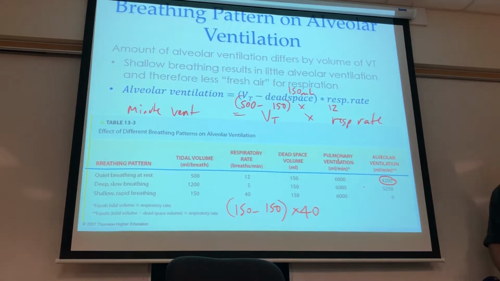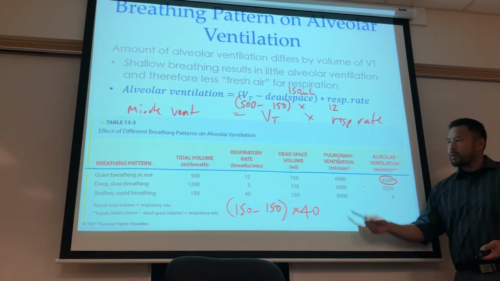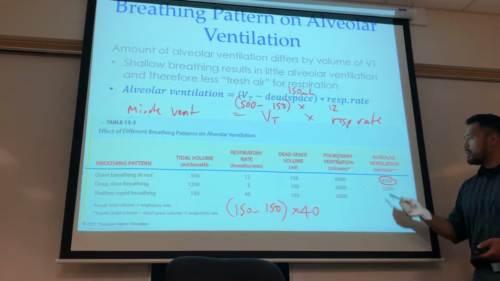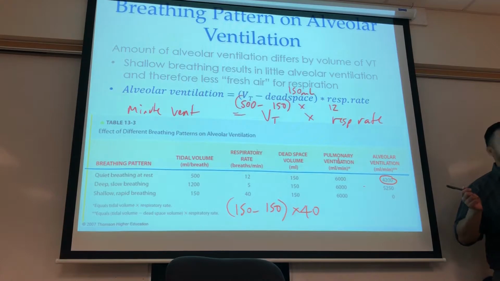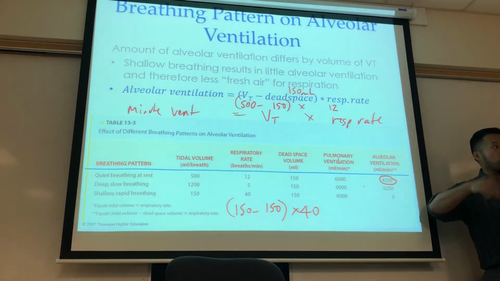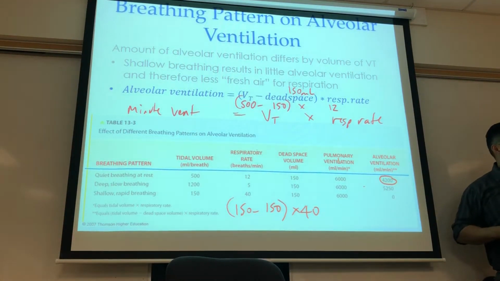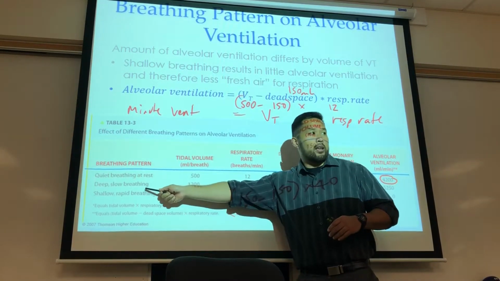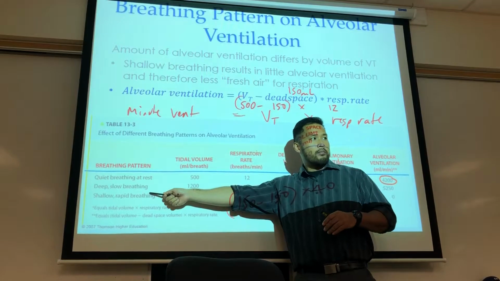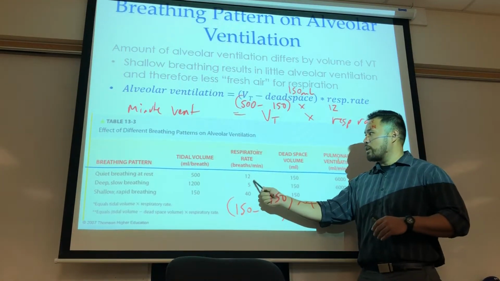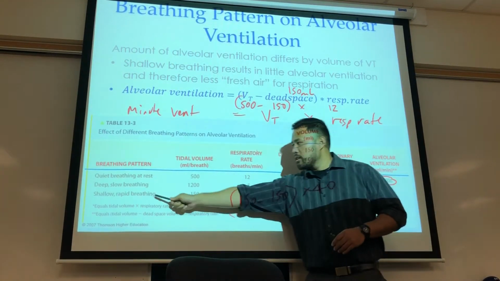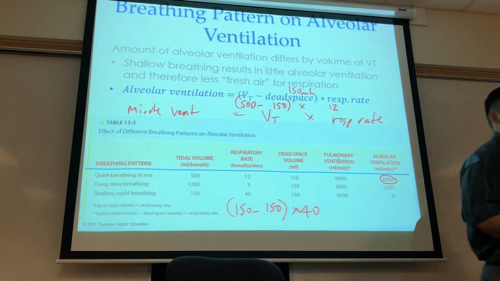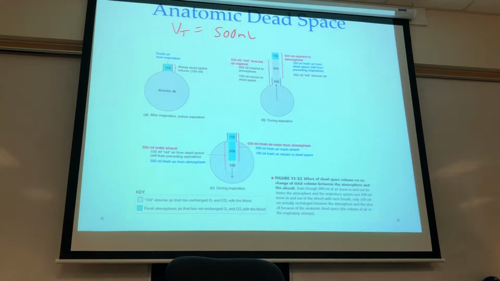So this should explain why, when they tell you to take a deep breath in and slow your breath down, that's going to increase your alveolar ventilation, which essentially brings more fresh air into the alveoli. So it's more effective to take deep, slow breaths, in other words, increase your tidal volume and reduce your respiratory rate, than it is to hyperventilate with small tidal volumes. Because imagine what you're doing in that case of 150.